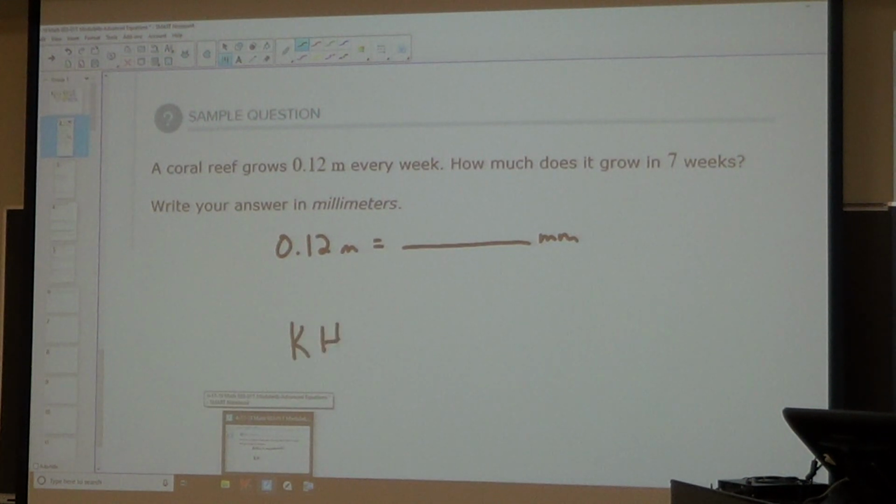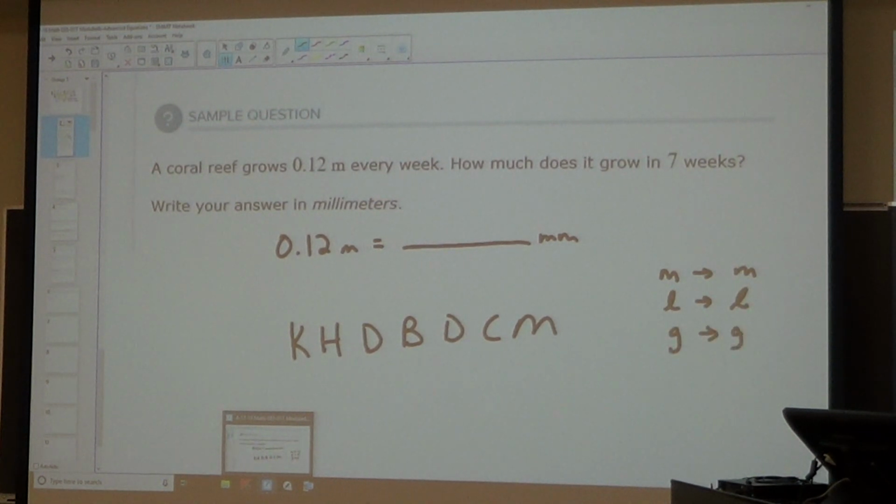So King Henry died by drinking chocolate milk. If you're going from some kind of meter to some kind of meter, some kind of liter to some kind of liter, some kind of gram to some kind of gram, it's a King Henry.